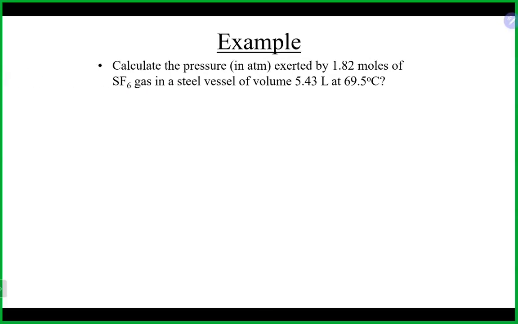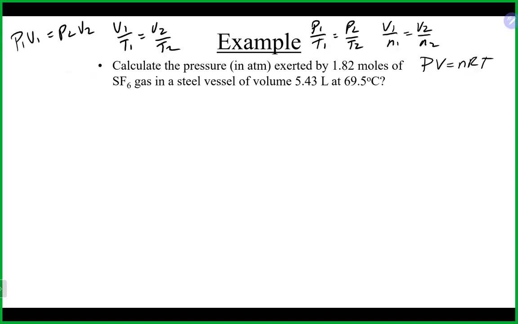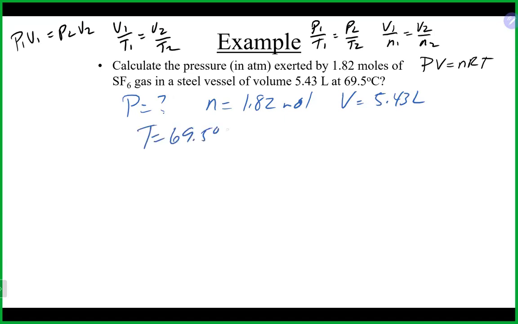I'm going to try one here to wrap it up. Calculate the pressure in atmospheres exerted by 1.82 moles of SF6 gas at 5.43 liters and 69.5 degrees Celsius. Okay, so since we're getting to the end, let's take a look. We're looking for the pressure. They definitely give us moles, 1.82 moles. We do have a volume that's 5.43 liters, and we do have a temperature of 69.5 degrees Celsius.